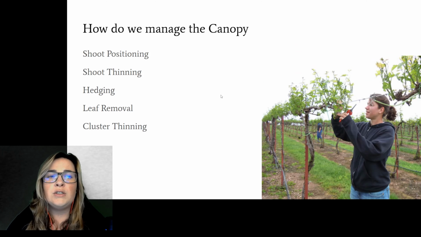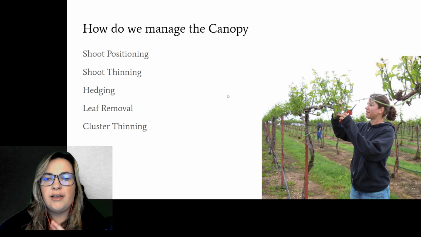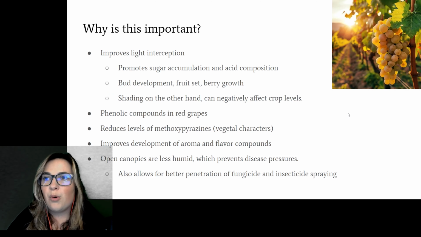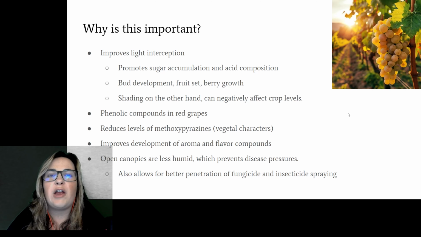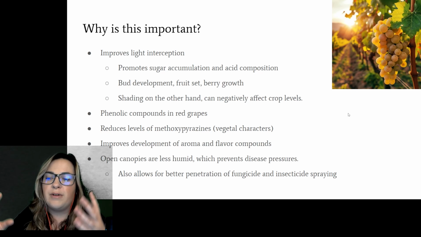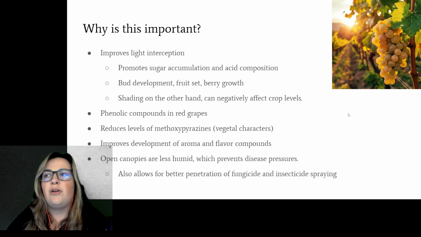Okay, so how do we manage the canopy? We're going to look at shoot positioning and shoot thinning. We're also going to look at hedging, leaf removal, and cluster thinning, which are going to be the big ones. So why is this important? Big picture, and this is very repetitive of what we've already talked about in this class, like why sunlight is so important to grapevines, and also pest pressures and airflow and all this stuff.